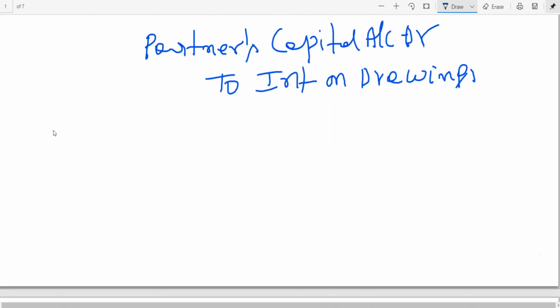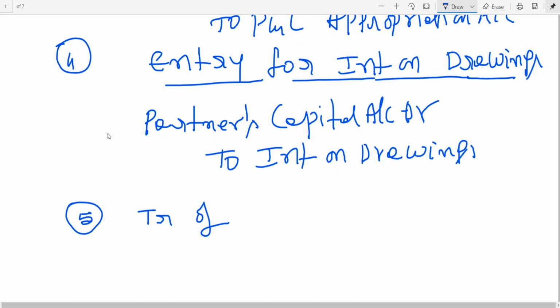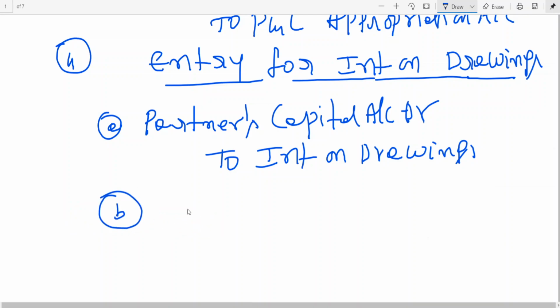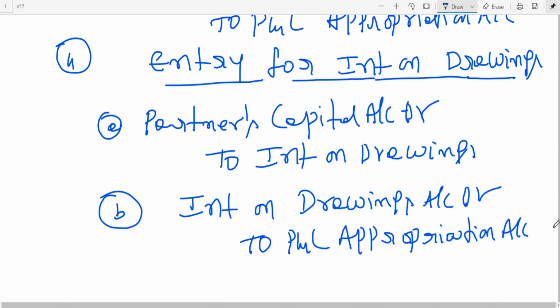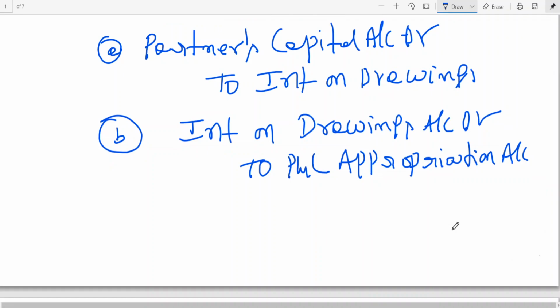Then the fifth entry, let me make it as A and B. The B entry is the entry for transfer: interest on drawings account debit, to P&L appropriation account.